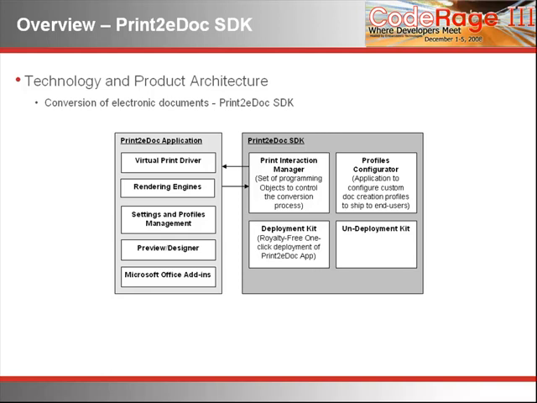Print to Edoc is a Windows virtual printer based document converter and can create electronic documents from any Windows application that can print to a Windows printer. It consists of a virtual printer driver, the rendering engine, conversion settings and profiles management interfaces, a document preview and designer, and MS Office add-ins that provide enhanced support for Office applications. Let's do a quick run of the Print to Edoc application to help us understand each of these components, which will also help us understand the SDK better.